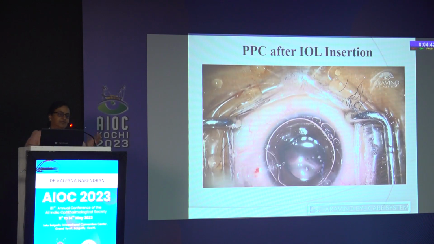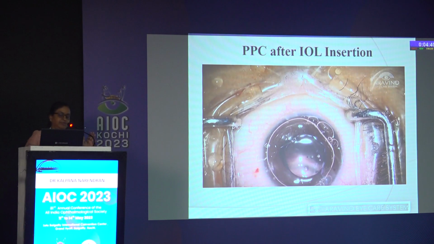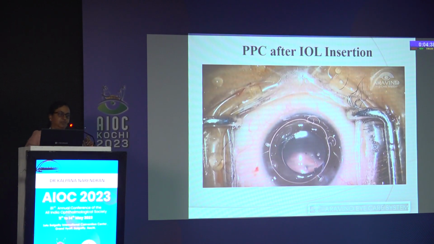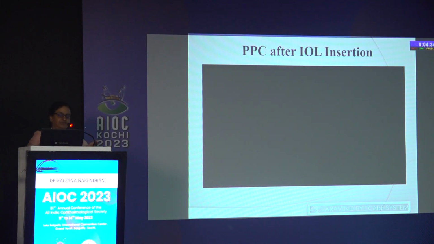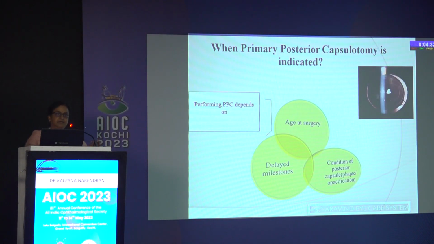Once in children, because they'll rub their eyes, and especially when you do a vitrectomy, always close the wound with a 10-0 vicryl suture, which usually you don't have to remove. But sometimes if it causes irritation, or the child develops an infection, then you have to remove it.